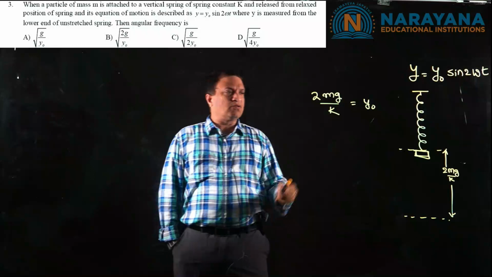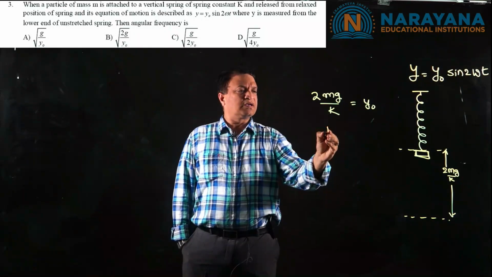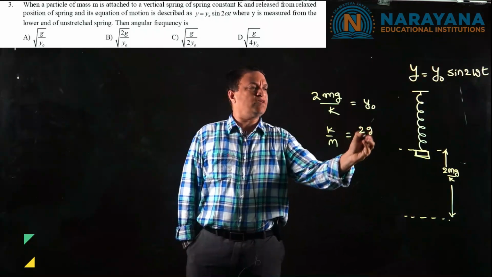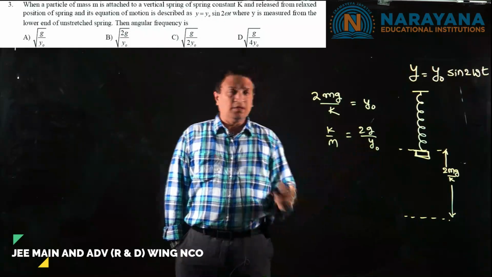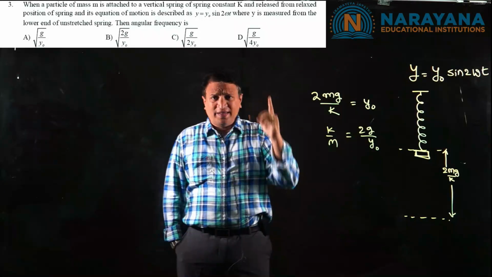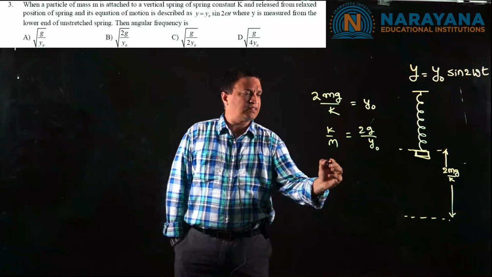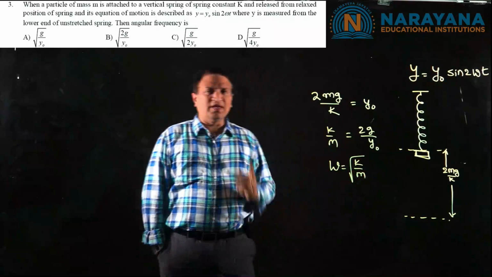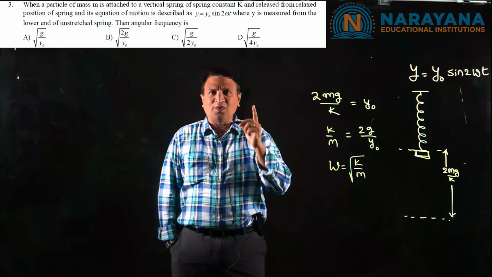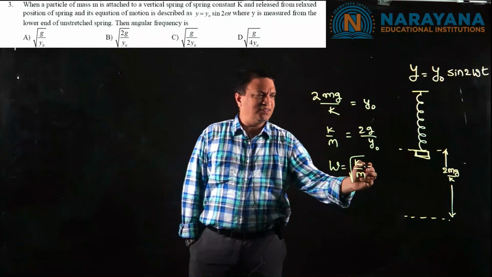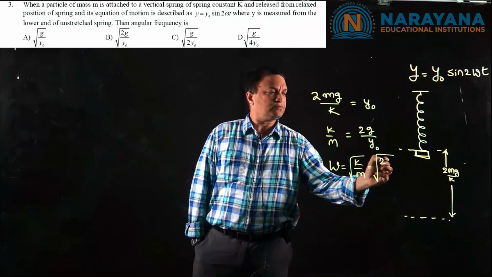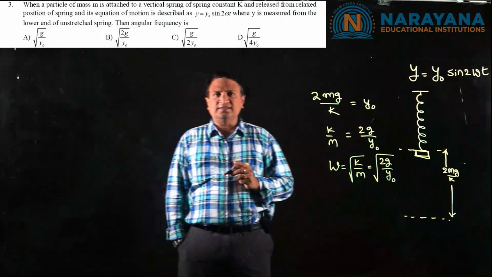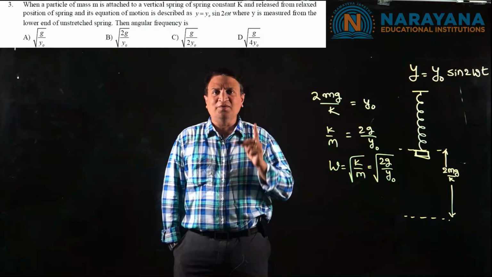From this I can conclude k by m is equal to 2g by y naught. Remember, omega is nothing but root k by m. This I can write as root of 2g by y naught. So my answer for this is root 2g by y naught.